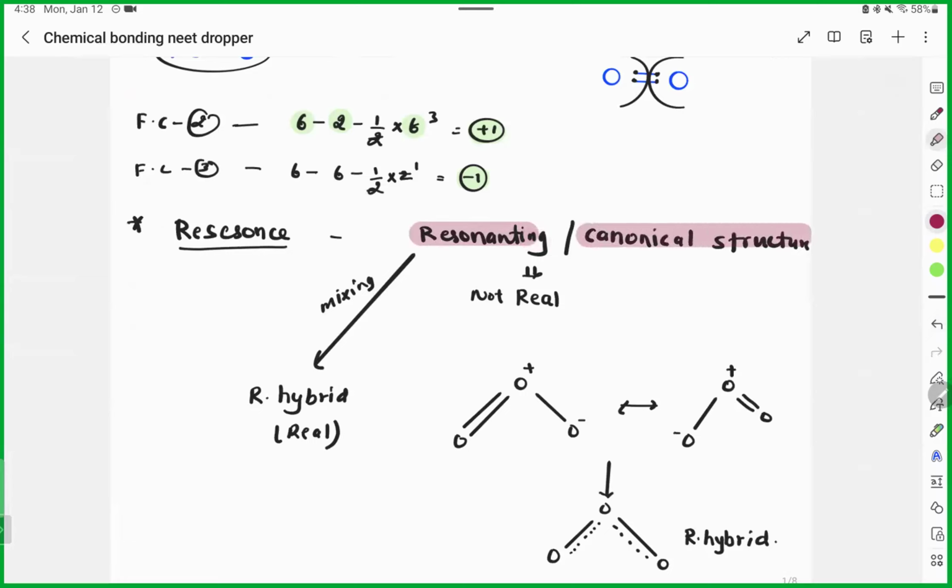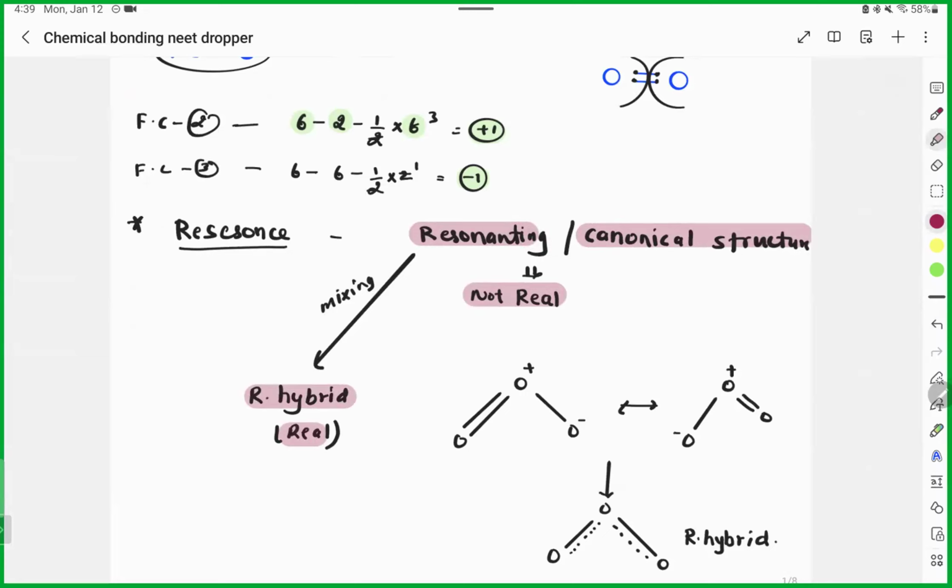Example, aniline has five resonating structures. Phenol has five resonating structures. Chlorobenzene has five resonating structures. So many times you will see five resonating structures. All these resonating structures are not real. When you mix the resonating structures, you will get a hybrid. This is known as the resonance hybrid, the real structure.